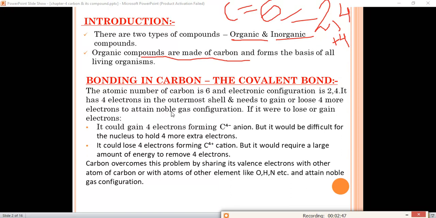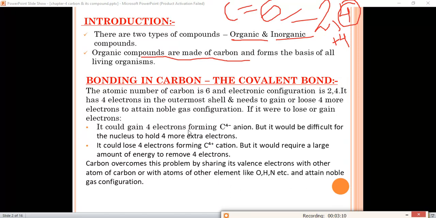The atomic number of carbon is 6 and electronic configuration is 2, 4. It has 4 electrons in the outermost shell or the valence shell. What is the valence shell? The outermost shell or the last shell is called the valence shell. It needs to gain 4 more electrons to attain noble gas configuration. Now we'll see the two possibilities, two options, if it were to lose or gain electrons.